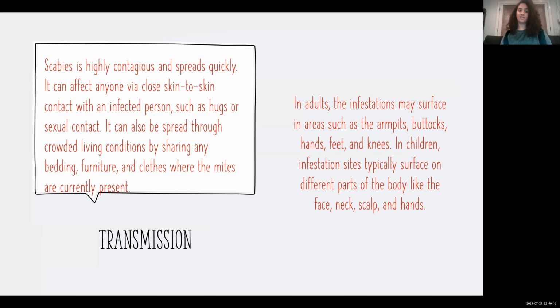Transmission. Scabies is highly contagious and spreads quickly. It can affect anyone via close skin-to-skin contact with an infected person, such as hugs or sexual contact. It can also be spread through crowded living conditions by sharing any bedding, furniture, and clothes where the mites are currently present. In adults, the infestations may surface in areas such as the armpits, the butt, hands, feet, and knees. In children, infestation sites typically surface on different parts of the body, like the face, neck, scalp, and their hands.